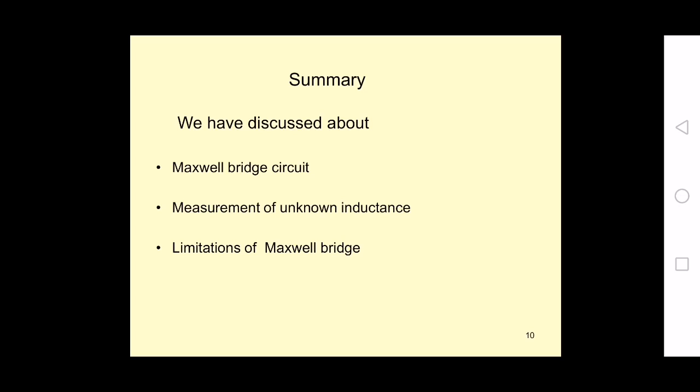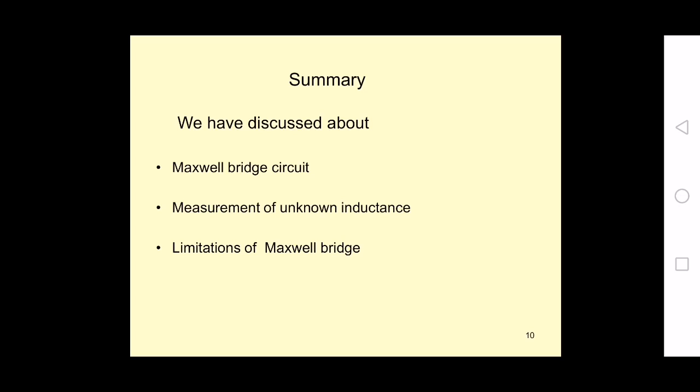So from this class we have learned what is the Maxwell bridge. It is used for measurement of unknown inductance in terms of the known capacitance. It has four arms. For two opposite arms we are connecting the electricity supply. For the other two arms we are connecting the detector. The detector is a headphone in this case.